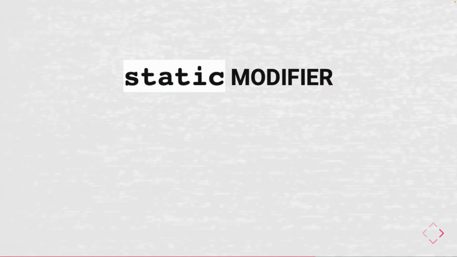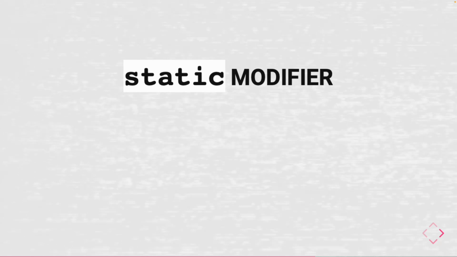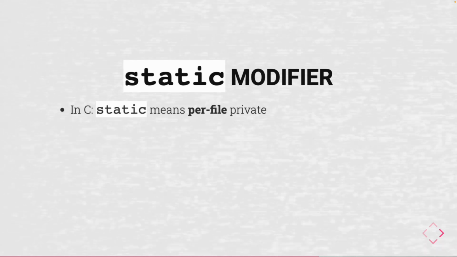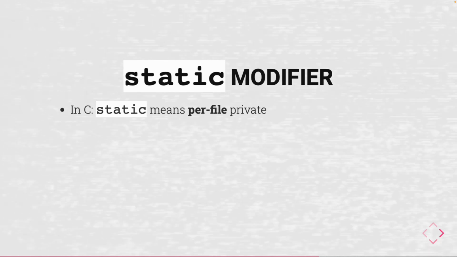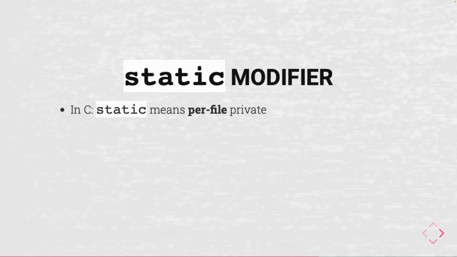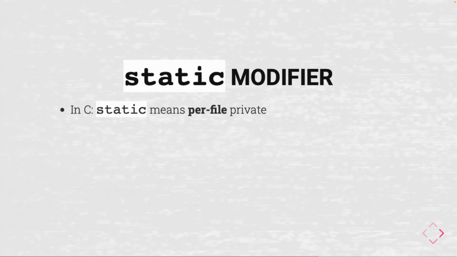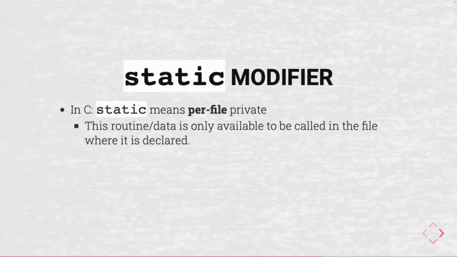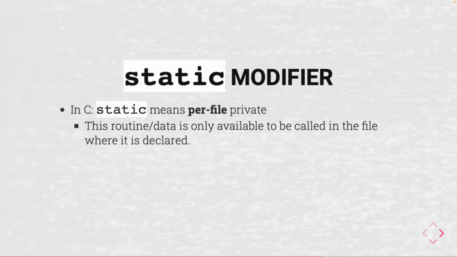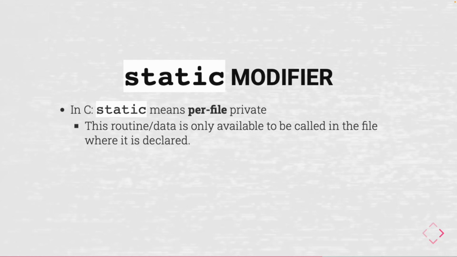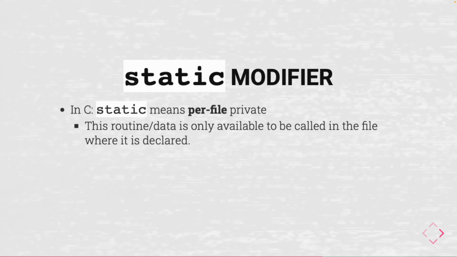So, the way Thursday's lecture was supposed to end was us talking about static. In C, it means per file private, which is definitely different from how you've used static before. So basically, a static function or variable is only available in the file where it's declared.